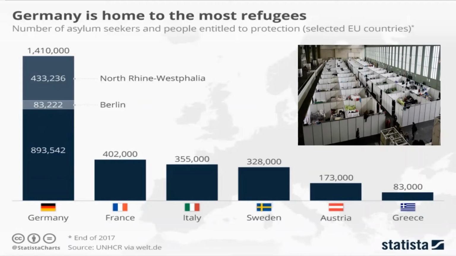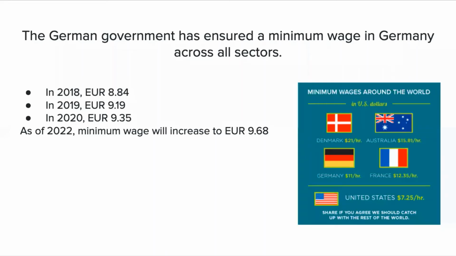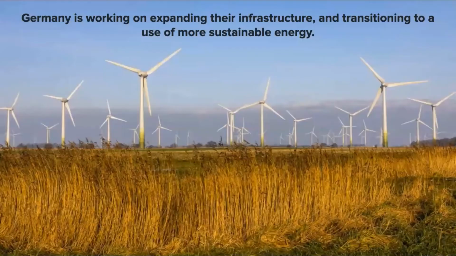Other important goals are to strengthen the support for families who need it, for unemployment, old age, and for people who are educating themselves. It is also mentioned how the government in Germany has ensured a minimum wage across all sectors. In 2018, it was €8.84 per hour of work, but it will continuously be updated as needed, reaching €9.68 per hour by mid-2022. They have also introduced a quota for women in organizations to create more equality between men and women in businesses. This demands that at least 30% of the supervisory board must be women. And lastly, Germany is working on expanding its infrastructure and transitioning to more sustainable energy.